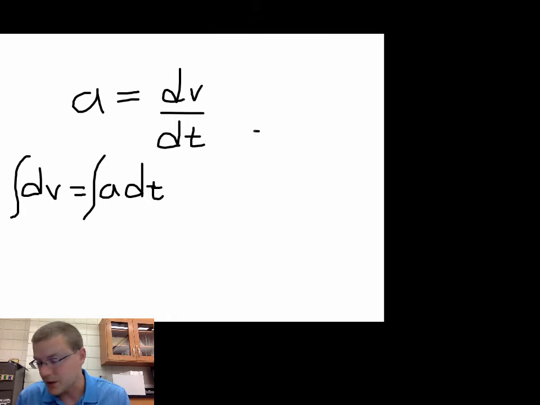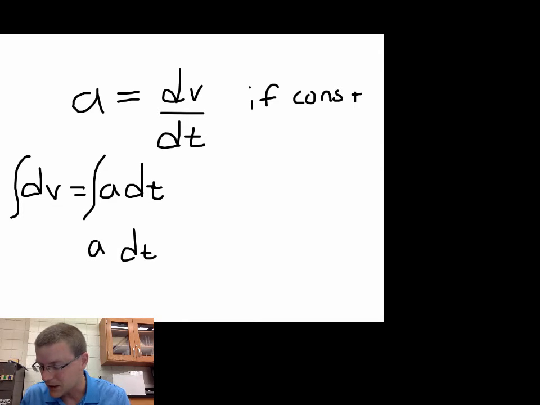Let's say that our acceleration is constant, just to make it easy. That means I can pull the a out of the integration and just have to take the integral of dt. Integral of dt should be easy. That would give me a times a change in time.